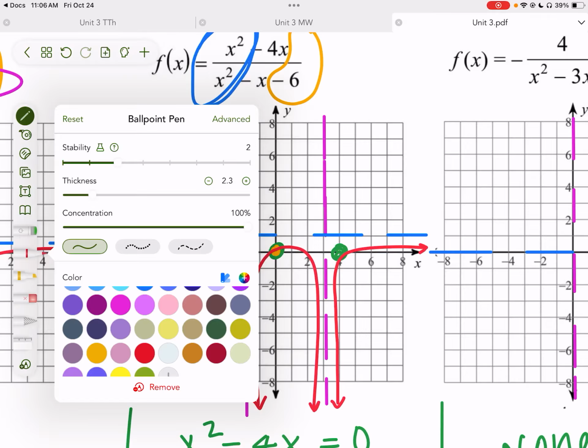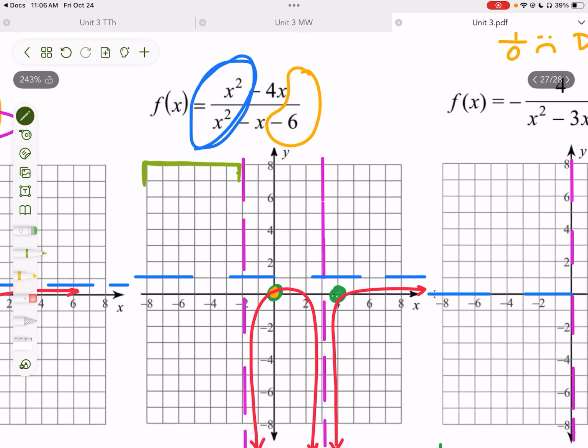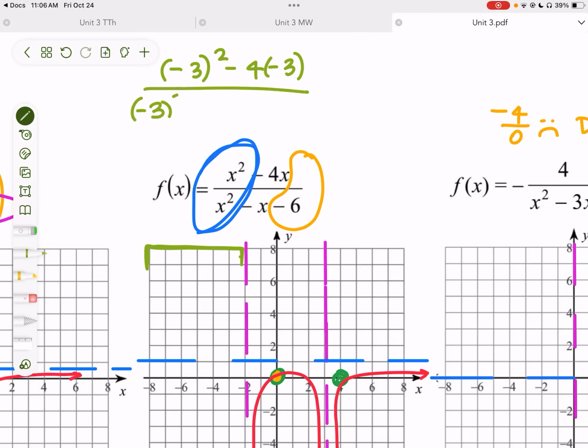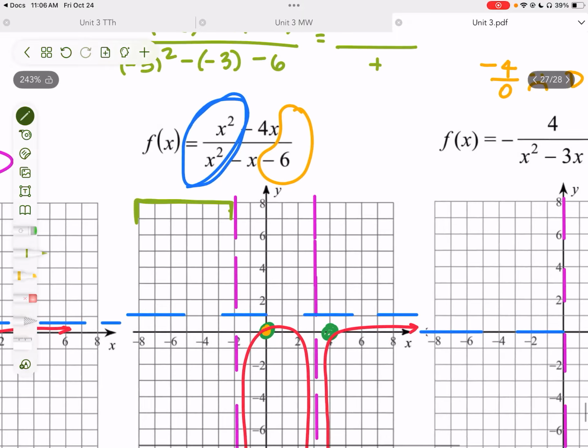Find another color to do this in. We'll do green. So let's find what could happen over here. I'll plug in -3. Find some room up here. So we have -3 squared minus 4 times -3, and then -3 squared minus -3 minus 6. All right, so that's going to be a positive and a positive. That'll be 9 plus 3 minus 6. That's also positive. So that tells me the other curve will be right here.